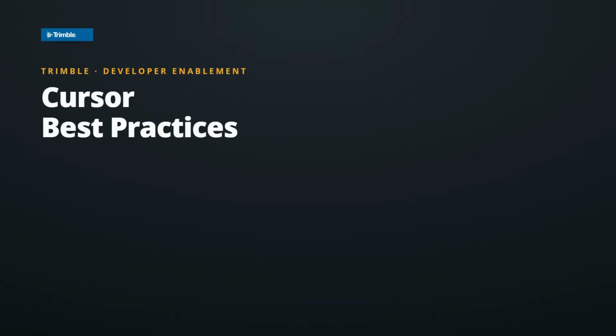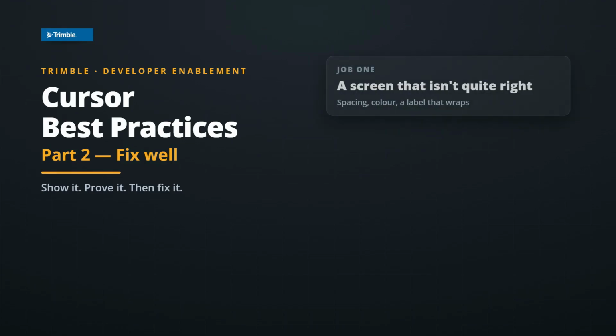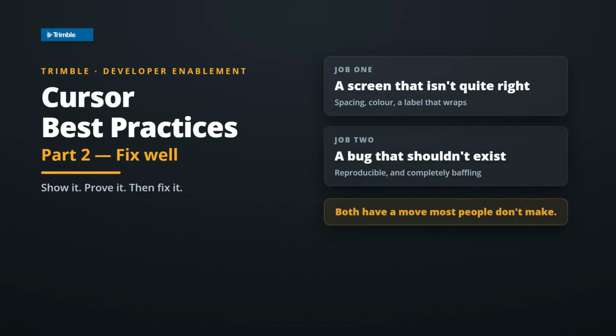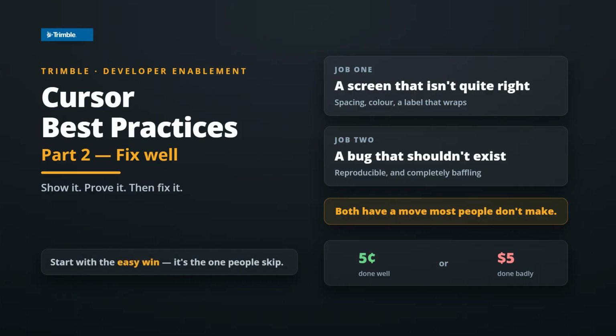Part 1 was about asking well. This one is about fixing. The two jobs that eat most of a real week: a screen that isn't quite right and a bug that shouldn't exist. Both have a move most people don't make. And then, at the end, the habit that decides whether any of this costs you 5 cents or $5.